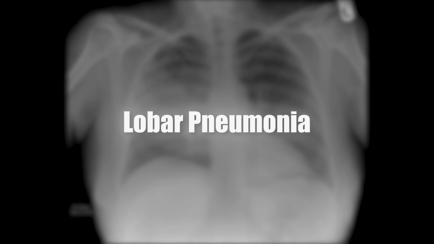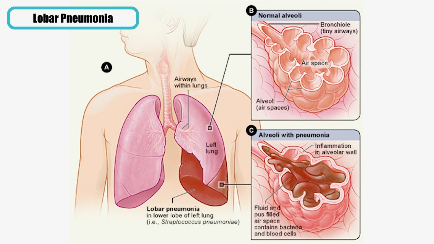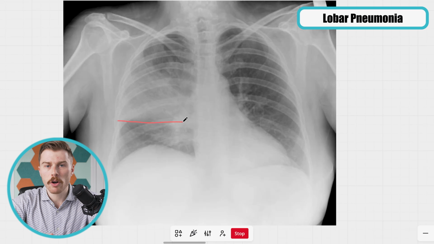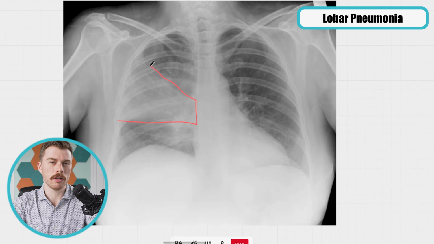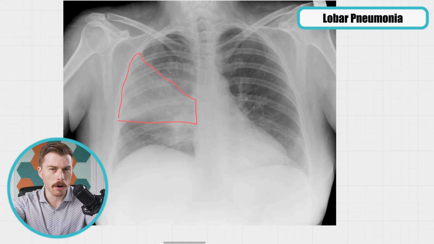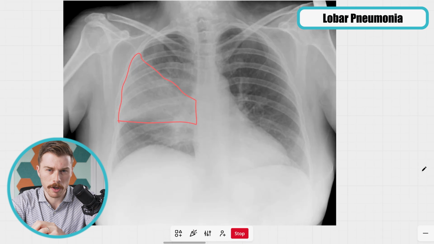Lobar pneumonia. So what actually is this? The problem is alveoli fill with pus, neutrophils, and inflammatory fluid. This turns what is normally an air-filled space into a more dense, solid-like structure, or in other words, it becomes a consolidation. You'll see a clearly demarcated opacity that follows anatomical lung boundaries. So look for really sharp demarcations to clue you into lobar pneumonia.